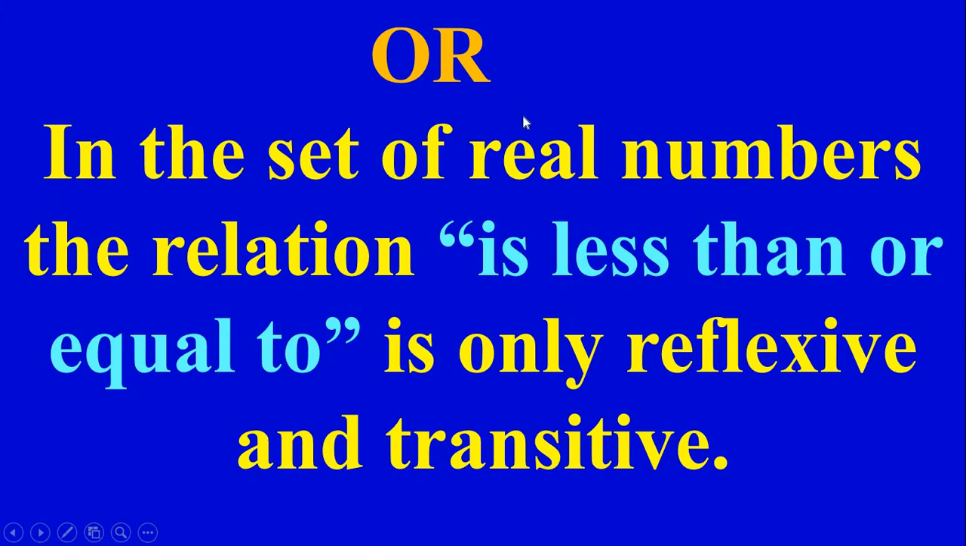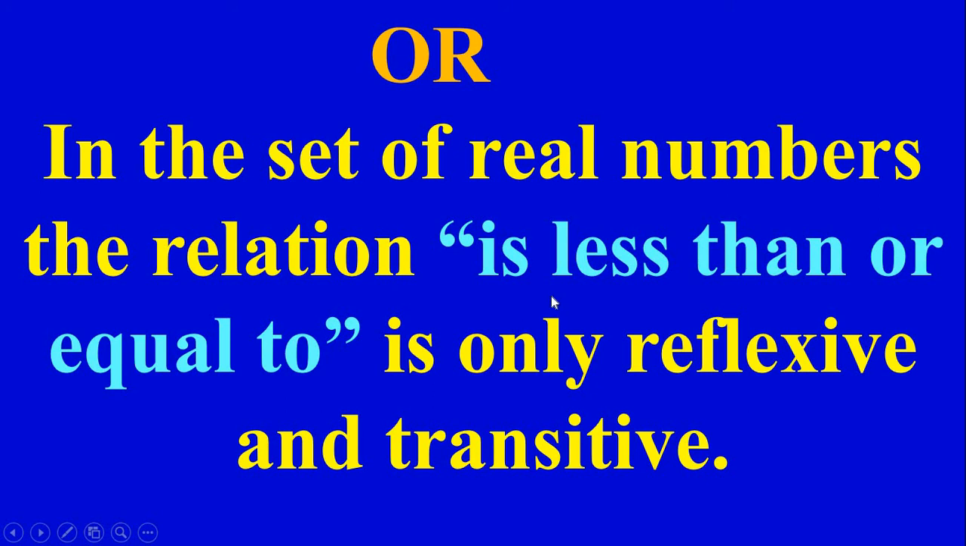Or we can give one more relation. It is less than or equal to in the real numbers. We consider the relation less than or equal to also. So 2 ≤ 2 is possible, so 2 is related to 2. Therefore it is reflexive. Any number is equal to itself, so this relation is reflexive. But it is not symmetric. 2 ≤ 3 but 3 ≤ 2 is not possible.